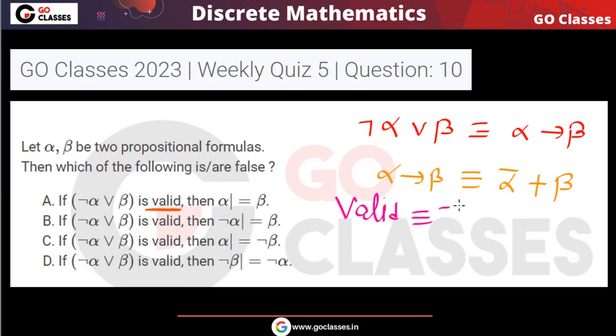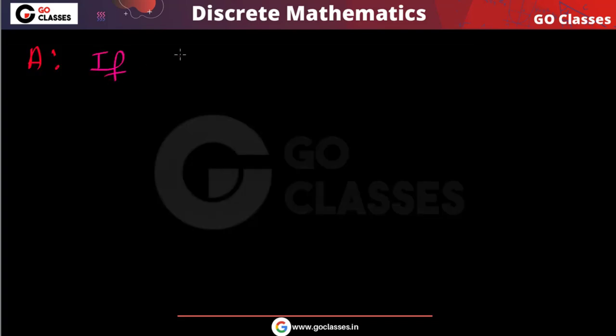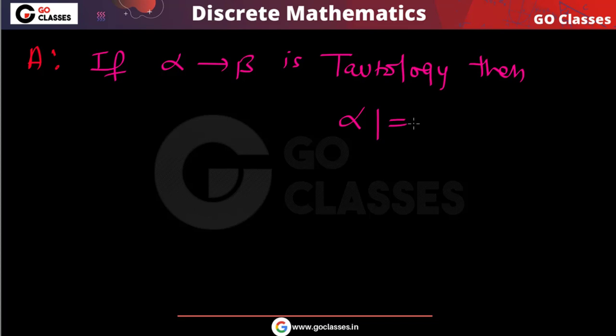In propositional logic, valid simply means tautology. This we have already seen. In propositional logic, it happens that valid means tautology. So, option A is basically saying that if alpha implies beta is a tautology, then alpha infers beta.